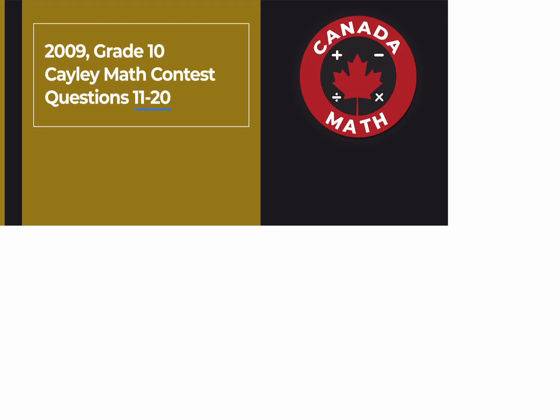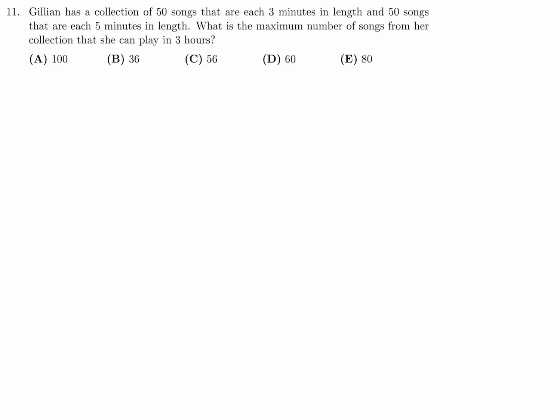Questions 11 through 20 on the 2009 Grade 10 Cayley Math Contest. Jillian has a collection of 50 songs that are each 3 minutes in length and 50 songs that are each 5 minutes in length. What is the maximum number of songs from her collection that she can play in 3 hours? 3 hours converted to minutes is 180 minutes.